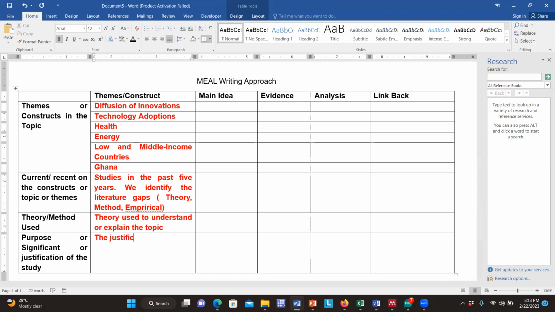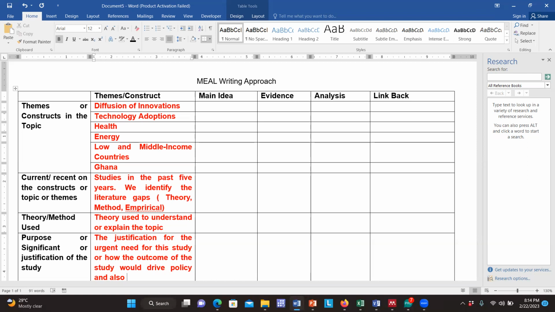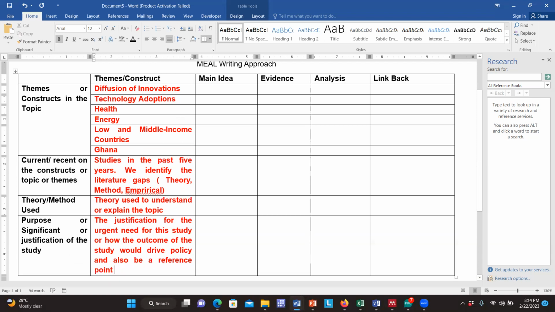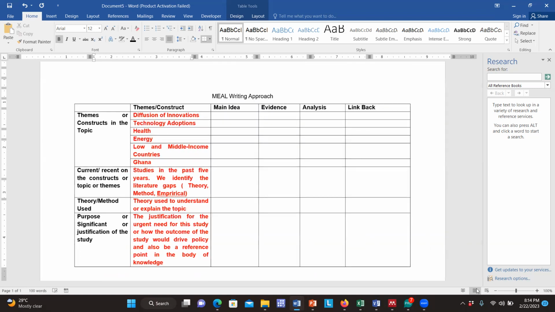Here, the justification for the urgent need for this study, or the benefits, or how the outcome of the study can drive or will drive policy and also be a reference point in the body of knowledge. Okay. So this is what we have done.